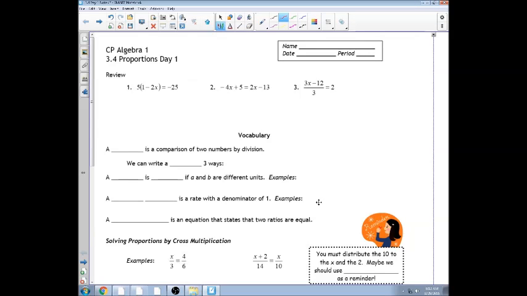As you can see, the first three problems are review, so why don't you go ahead and give yourself some time, give those a shot. Let's see how you can do.